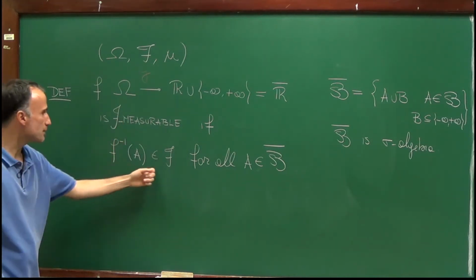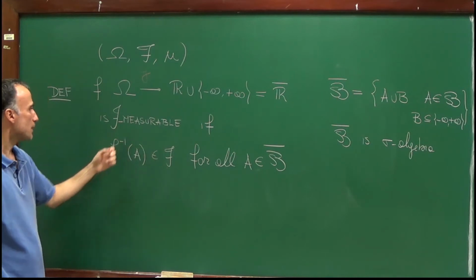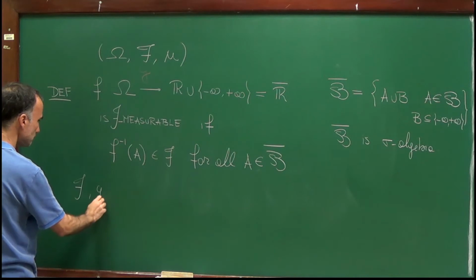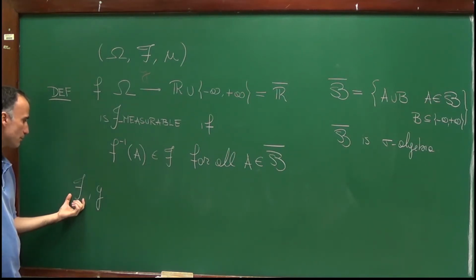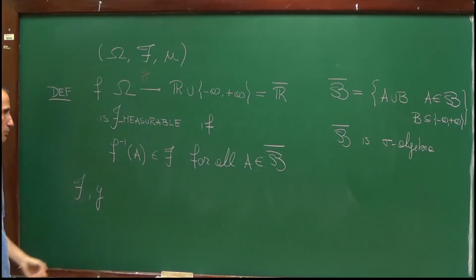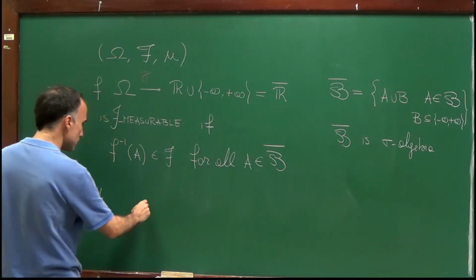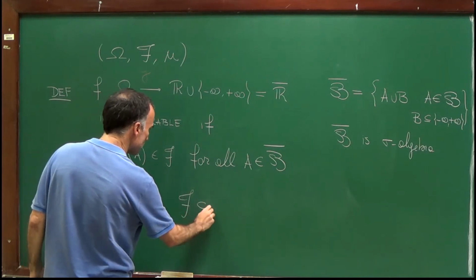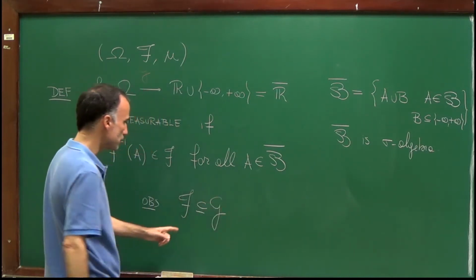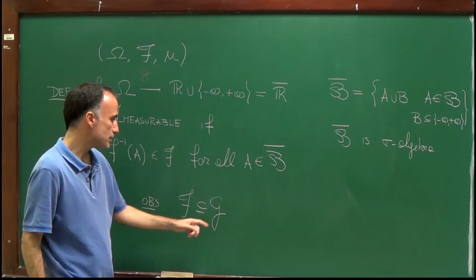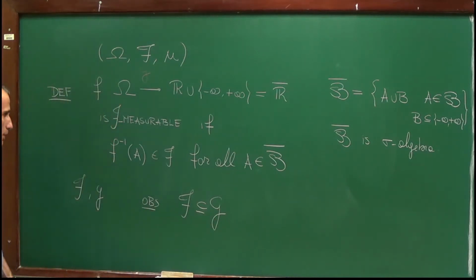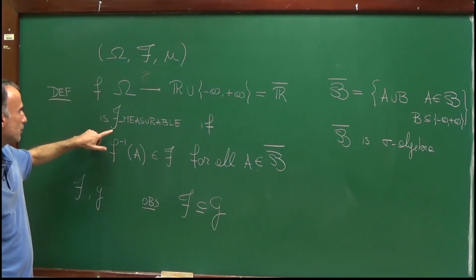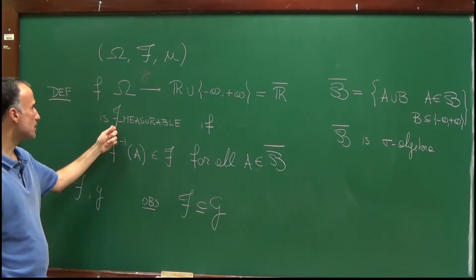Observe that this definition is, well, if we have two sigma algebras F and G, a function may be measurable with respect to F and not measurable with respect to G. It's an observation which is obvious: if F is contained in G and a function is F measurable, then it's of course G measurable. So if I want to make precise to which sigma algebra I'm referring, I will say that the function is F measurable.